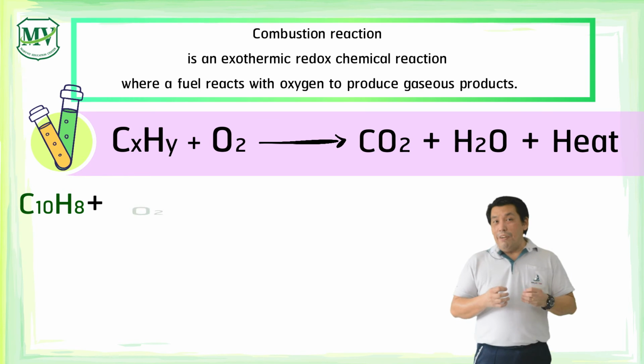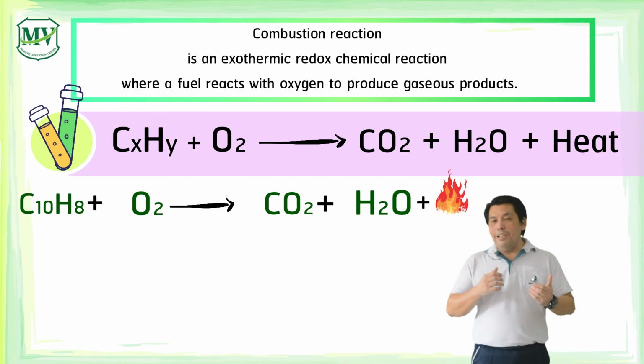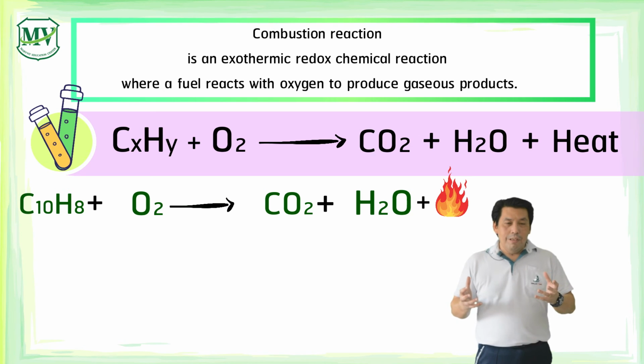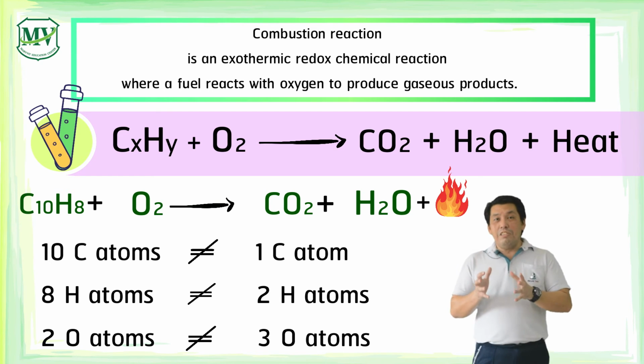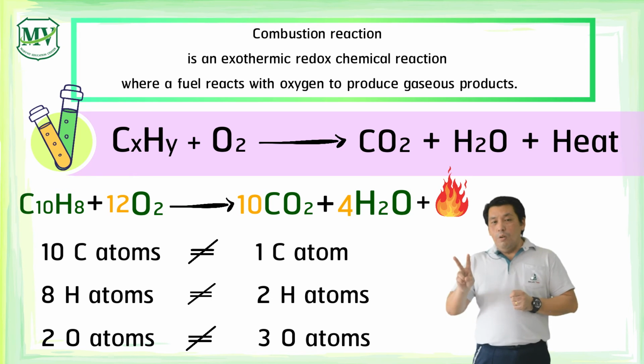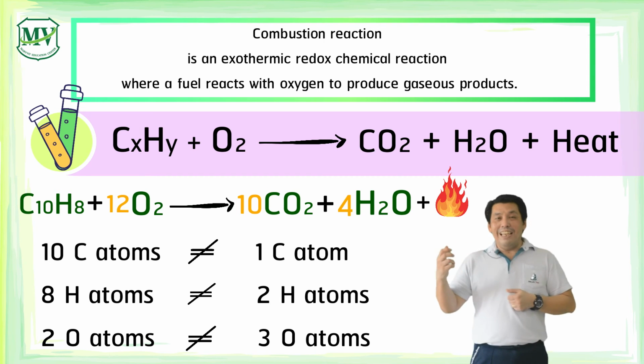Naphthalene is an example of a hydrocarbon, and its complete combustion also generates carbon dioxide, water, and heat. Now let's take a look at the equation. On the left-hand side, we have the reactants. We have naphthalene, which is expressed in its chemical formula, C10H8, plus oxygen, which is expressed in its chemical formula O2, to yield two products. One would be CO2 and H2O plus heat.